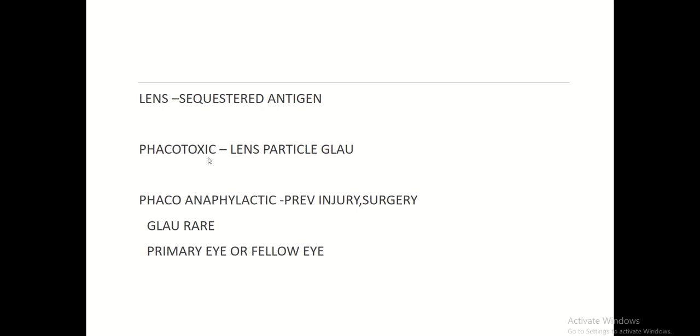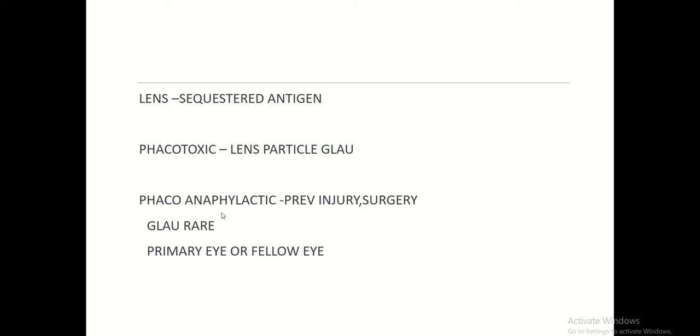Phacotoxic uveitis is sometimes associated with glaucoma, so that's called a lens particle glaucoma. What happens is lens particles come out into the anterior chamber, and they clog your trabecular meshwork, leading to an increase in intraocular pressure, and also the body will mount an inflammatory response to this as well. So that is phacotoxic uveitis associated with glaucoma, otherwise known as lens particle glaucoma.